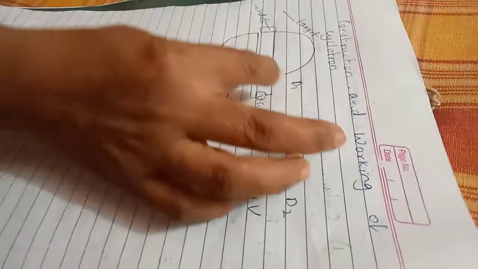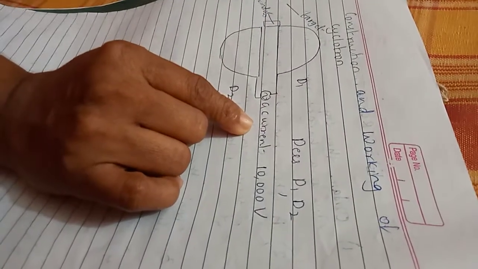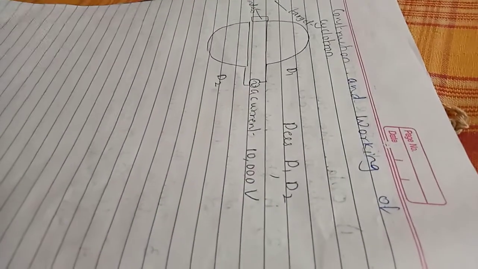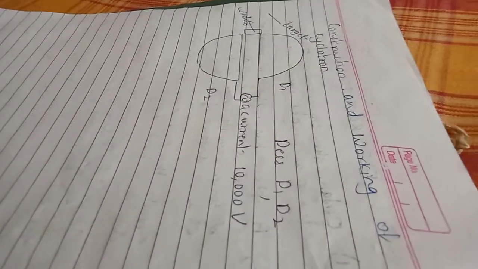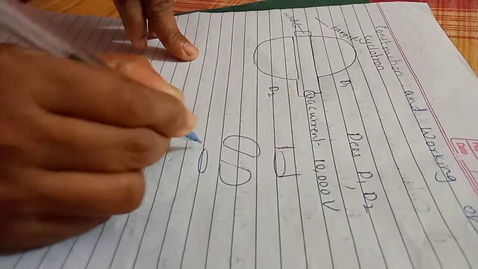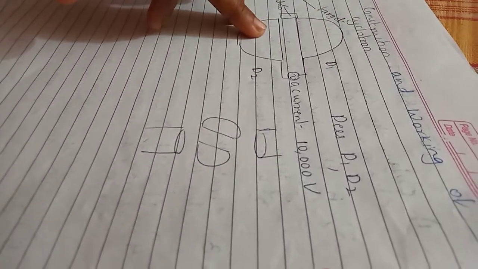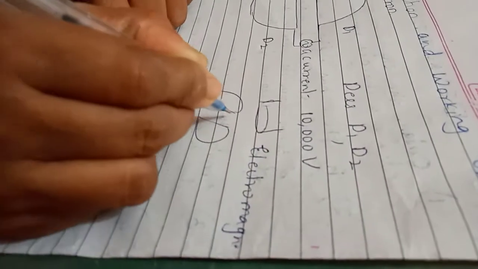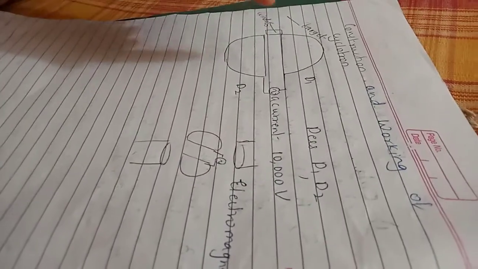Point number 2, in the plane of the Ds, which I can't show here, an oscillating electric field is applied, which has a very high voltage of 10,000 volts. You can take it as three-dimensional. Perpendicular to the plane of the Ds, an electromagnet is placed.